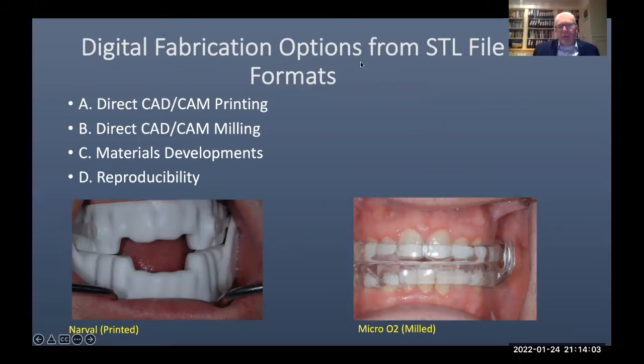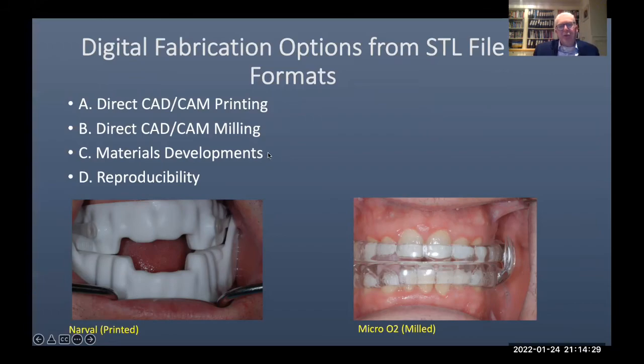So from the fabrication, from the STL files, which are created from the scans, there are formats for direct CAD/CAM printing. Printing is very good in certain situations. Milling is more accurate, no doubt about it. Materials developments are constantly improving. The chemists lag behind really, I think, on the printing.